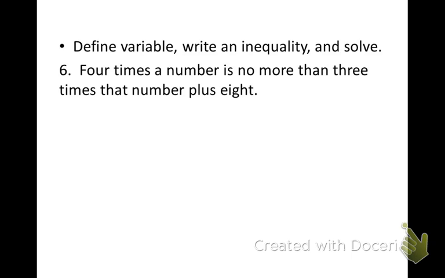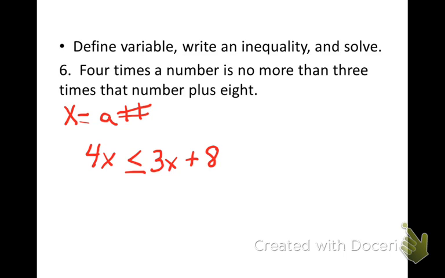We still must define our variable, write an inequality, and solve. So 4 times a number is no more than 3 times that number plus 8. What are we trying to find? That number. I guess I should say, what is the number? So let x equal a number. If you want to choose a different variable, that's fine. Read a little bit at a time. 4 times a number, so 4x, is no more than. So if it's not more than, it's going to have to be less than or equal to 3 times that number plus 8. And all we need to do is solve this.